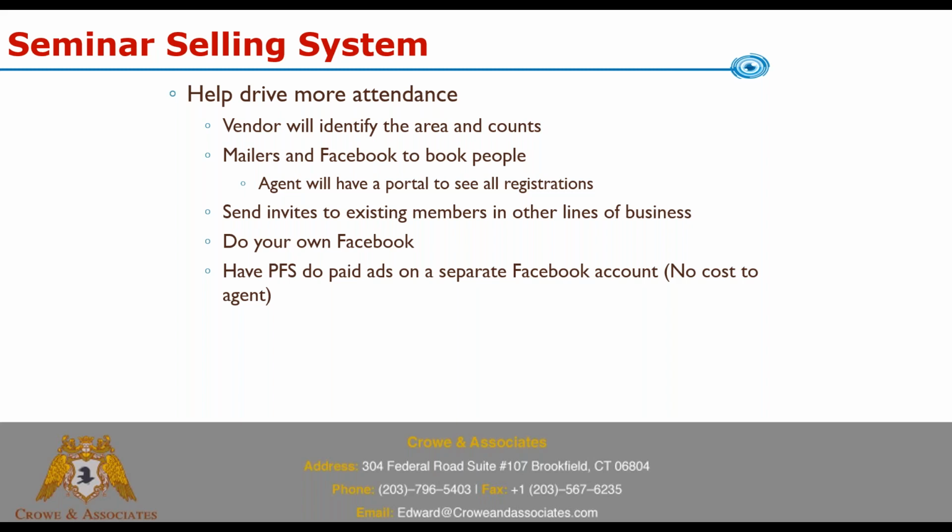So the vendor on their side, they will identify the area and they'll get you counts. So they'll say, all right, on this area, we've got enough counts using this big of an area, or, it's pretty sparsely populated, we need to expand the area. They mostly use mailers and Facebook to fill these events and book these people. They have a registration system, which is really nice. It's an automatic registration system, so it'll register the people. And as an agent, you will have access to that registration portal, so you can see all the registrations.